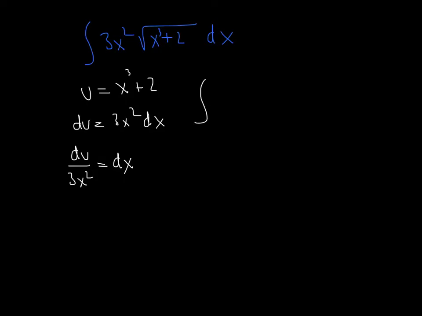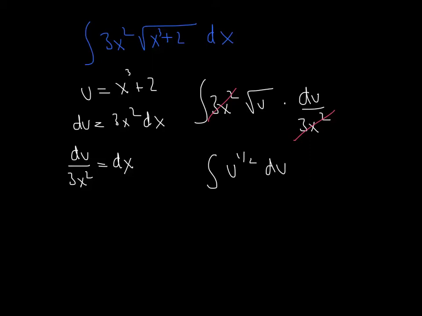So this is going to be 3x squared times the square root of u times dx, which is defined as du over 3x squared. And hey, this is pretty convenient because the entire 3x squared cancels, and we are left simply with the integral of the square root of u, which, how about we write that as u to the 1/2 power, u to the 1/2 power du.